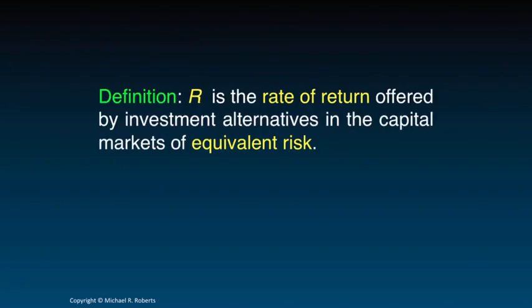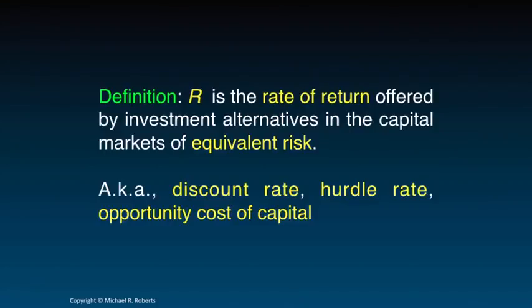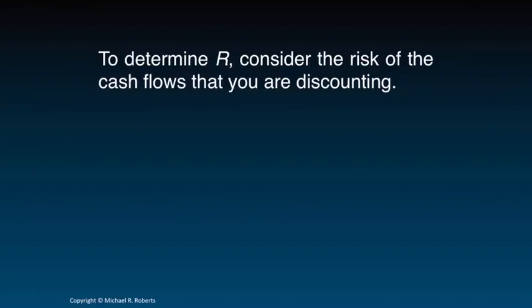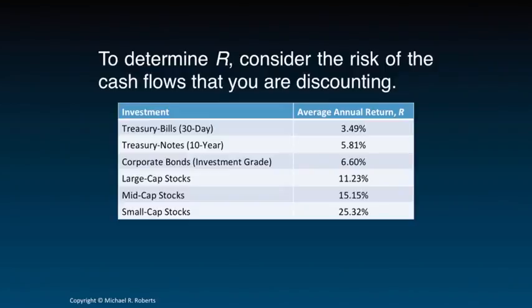R, well, that gets its own slide. R is the rate of return offered by investment alternatives in the capital markets of equivalent risk. And that's a mouthful. R goes by several other names: a discount rate, a hurdle rate, an opportunity cost of capital. The way to think about R is to ask yourself, how risky are the cash flows that I'm going to be discounting here? And then think about how that relates to investments in the capital markets.